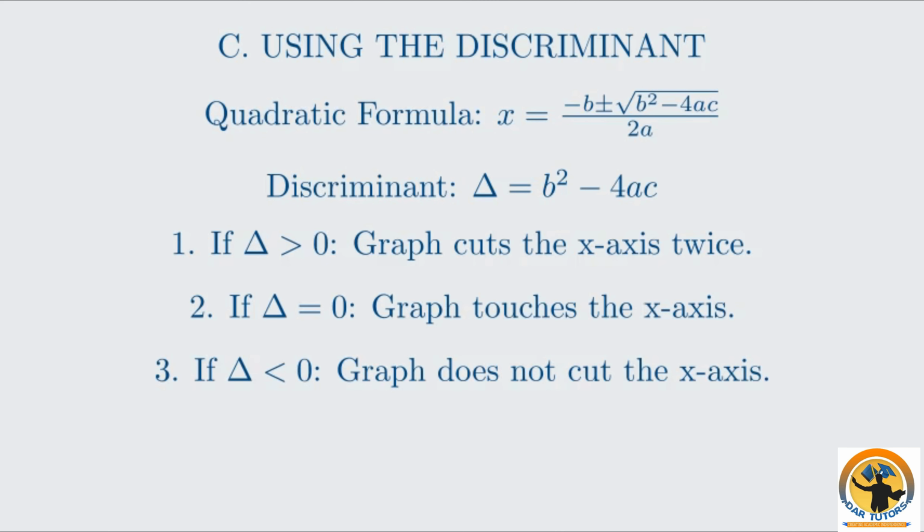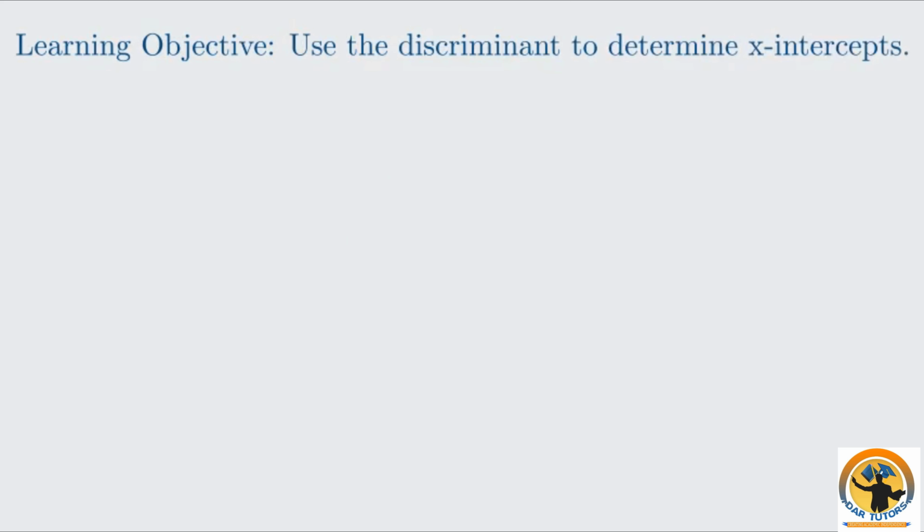This discriminant delta is a powerful tool. Without doing any heavy calculation or drawing, we can immediately understand the fundamental relationship between a quadratic's graph and the x-axis. Let's work through an example to see how to use the discriminant to determine the number of x-intercepts. Our objective is to determine the relationship between the graph of a quadratic function and the x-axis.